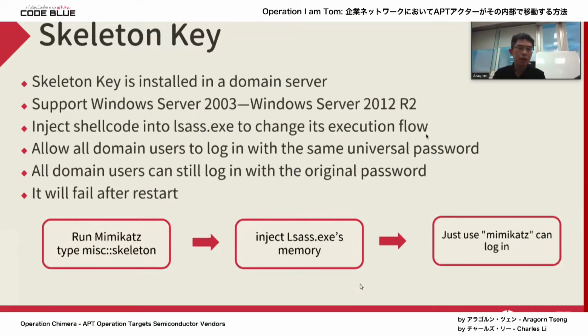At the same time, all users' original credentials can still work unaffected. Note that because the attack relies on a memory patch, it will fail after system reboot. If you want to try this attack, you can just run Mimikatz and type the following command. After that, some shellcode will be injected into the process memory of lsass.exe. And if the action succeeds, you can just use the password Mimikatz with any existing AD accounts to log in.